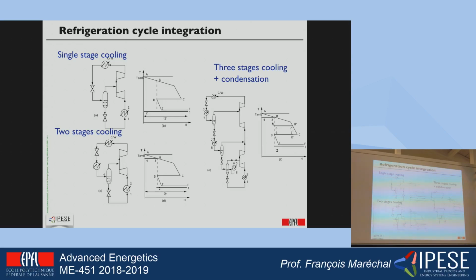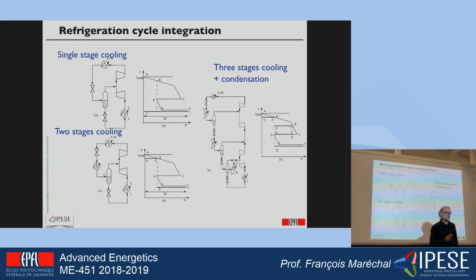And in this case, I will have a three-stage cooling, 1, 2, and 3, with an intermediate condensation happening here. In this case, the system is really optimized and is going to minimize the amount of mechanical power that will be consumed, while still supplying the whole energy needs of the process.